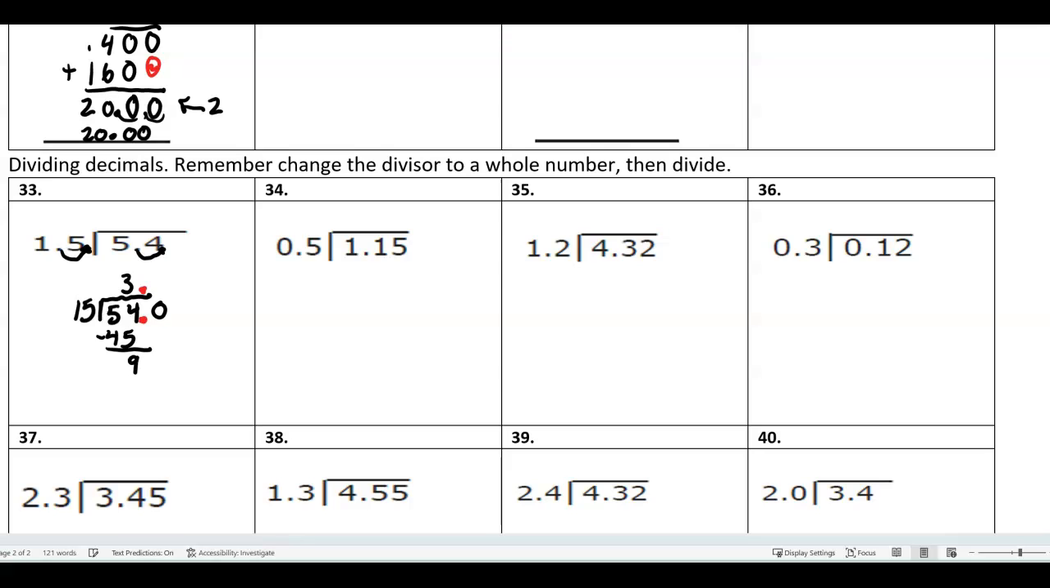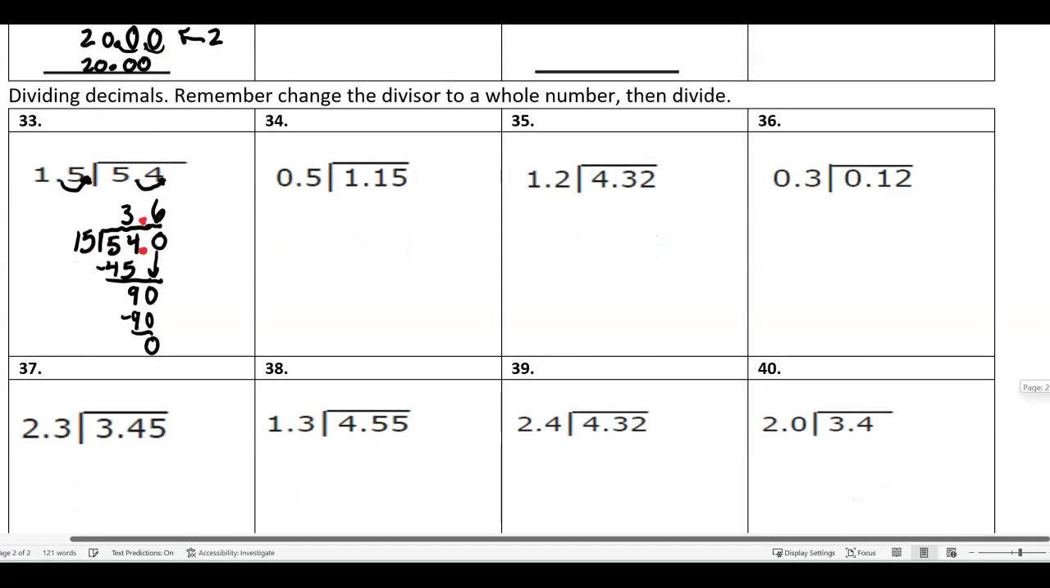You're going to put a 0. Drop it on down. How many times does 15 go into 90? You already have that decimal there. That was why it's important to put it up top at the beginning. 15 goes into 90 6 times. You have nothing left over. You're done. 3.6. Last problem.